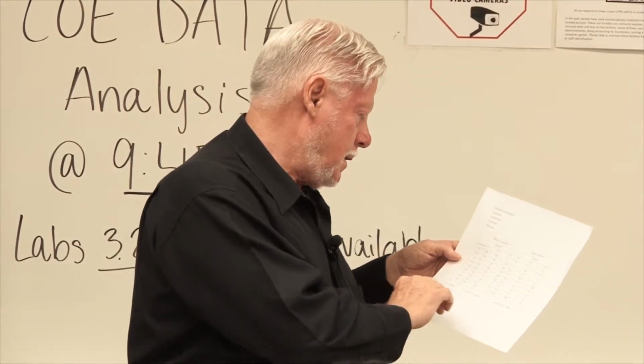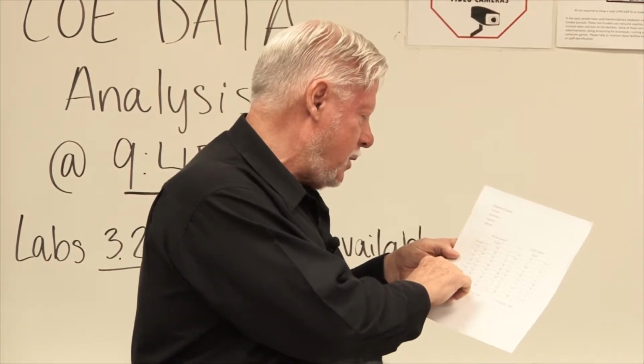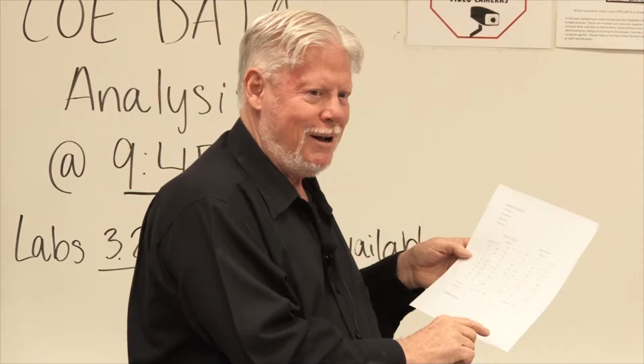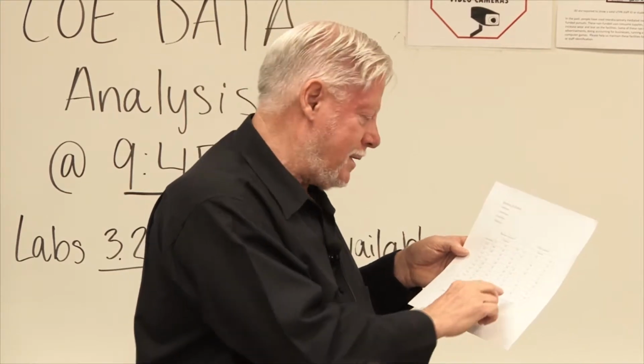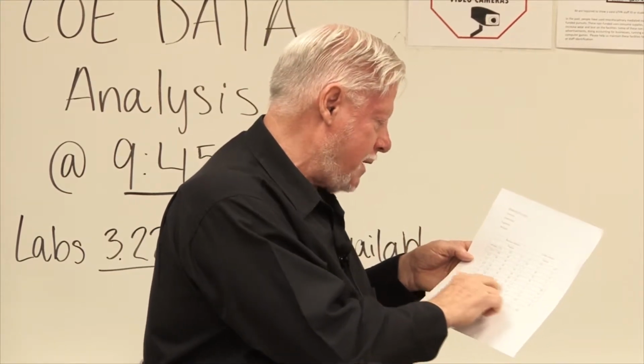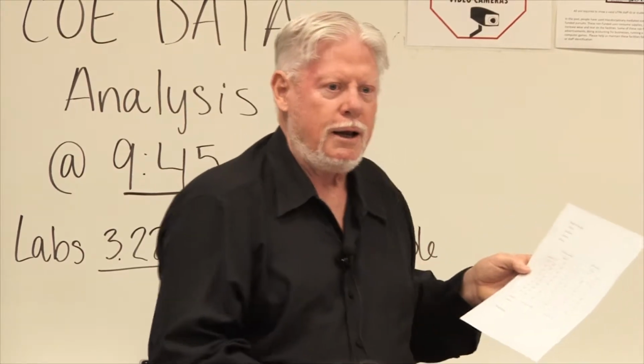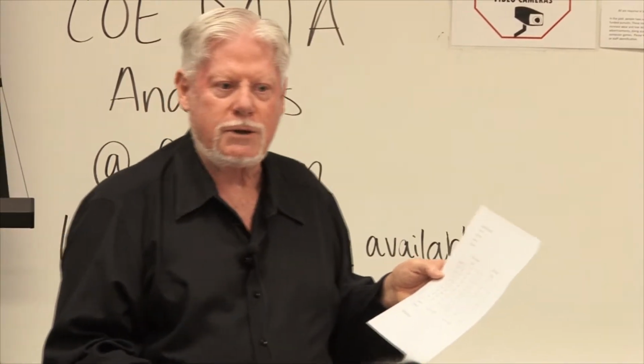I think here's number 7. Look at number 7. It was medium, medium, and then low. But after the Varimax rotations, we had low, high, low. Okay, so we got a much better fit there. So that item 7 clearly loads on factor 2 and not factor 1 or factor 3. And that's what we're striving for. That's what we'll be striving for.